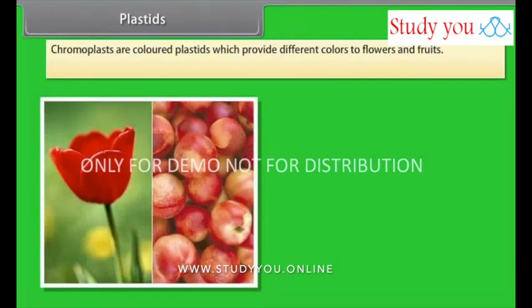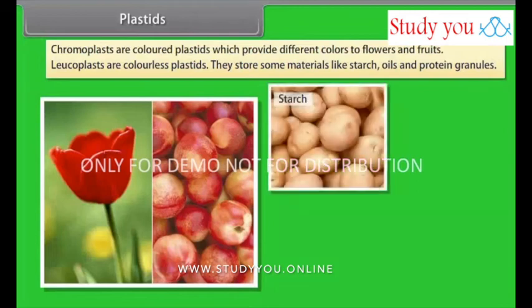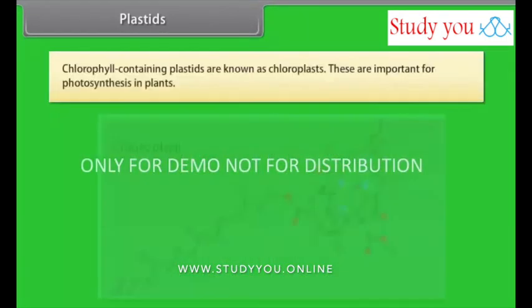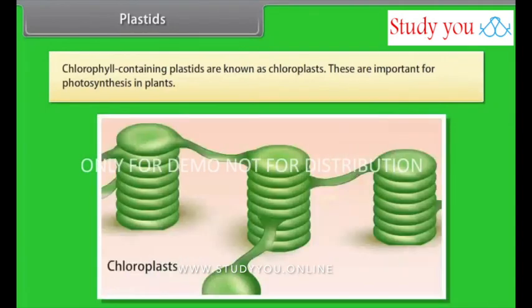Chromoplasts are colored plastids which provide different colors to flowers and fruits. Leucoplasts are colorless plastids. They store some materials like starch, oils, and protein granules. Chlorophyll-containing plastids are known as chloroplasts. These are important for photosynthesis in plants.